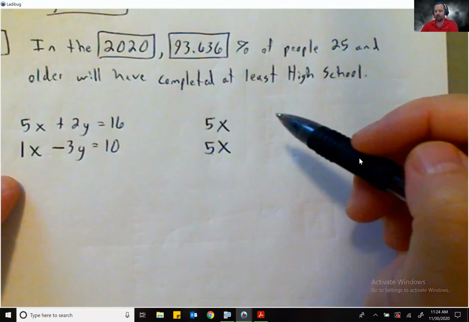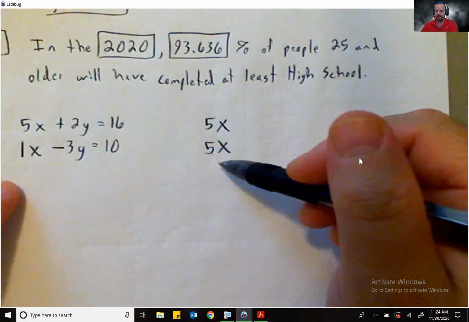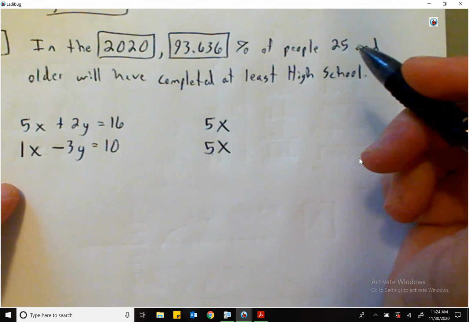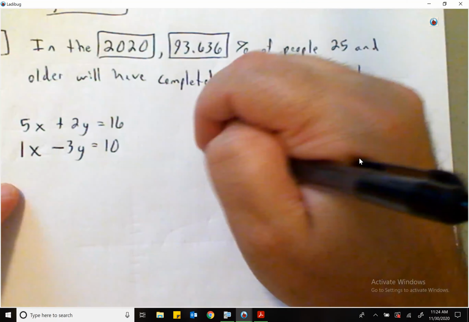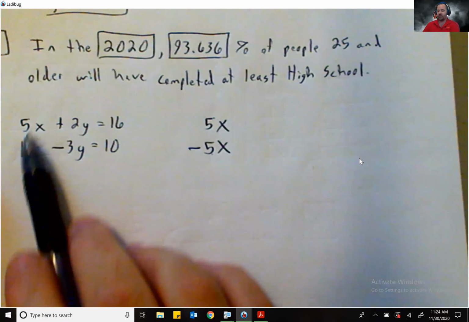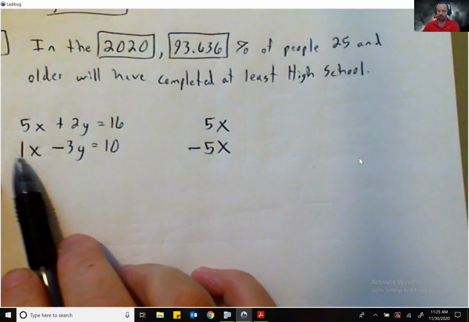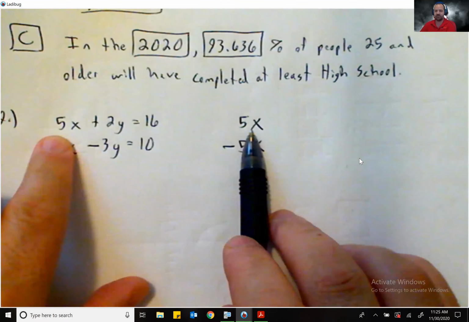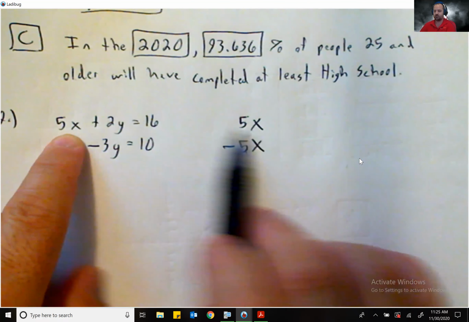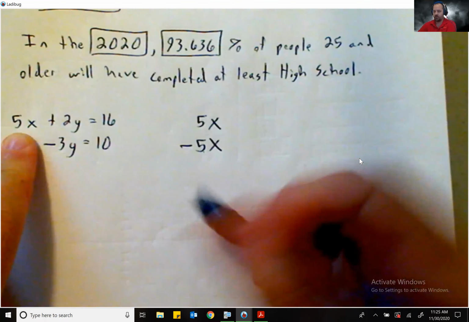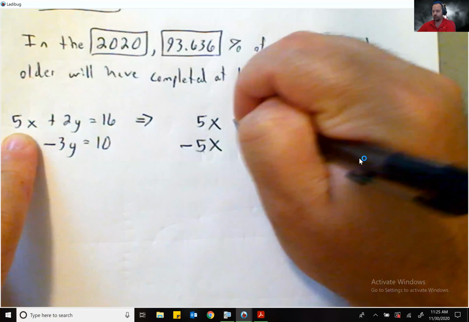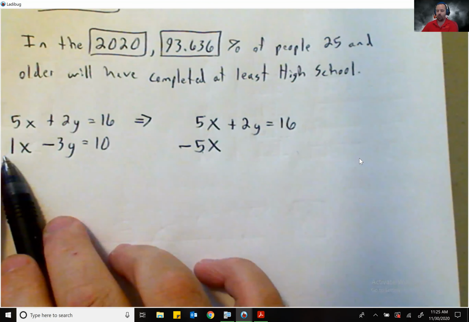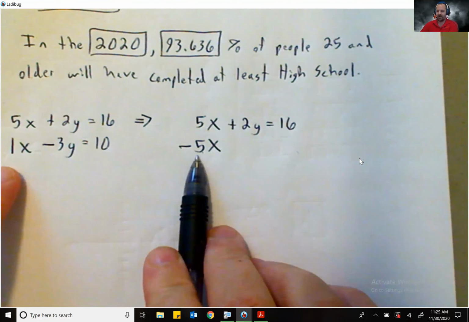And then which one should be the negative, the top one or the bottom one? Again, it doesn't matter. The bottom one, that's fine. So we're going to make both these equations have a 5 for x, and we're going to make this bottom one a negative. So since this top one already matches, don't change it. So we're going to leave the top one alone. But this bottom one, I need to turn the 1 into the -5.